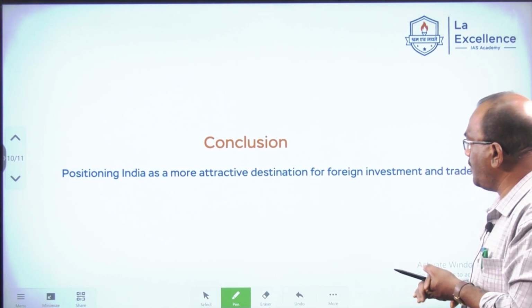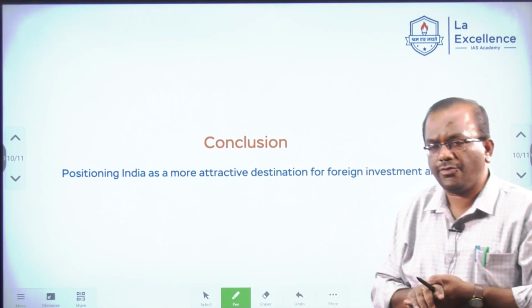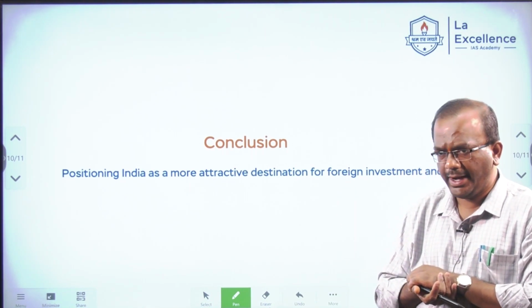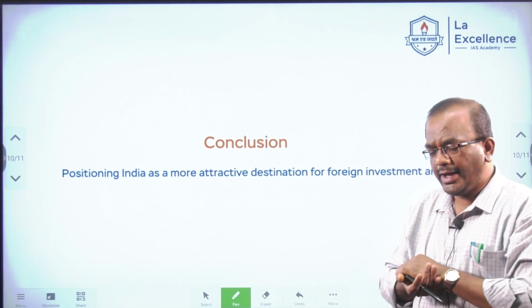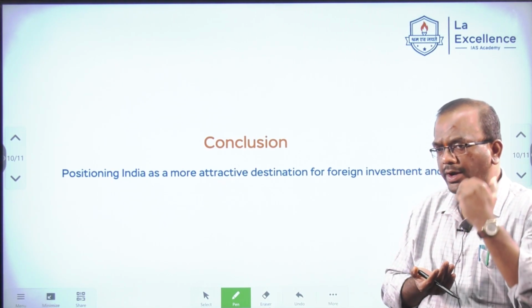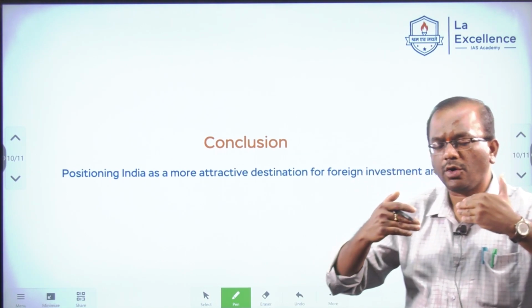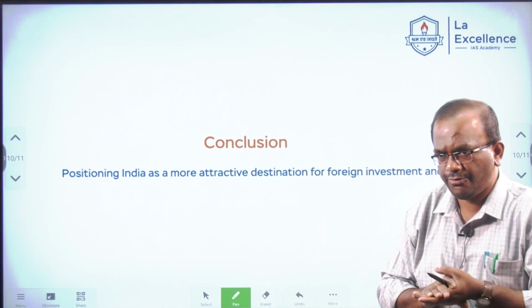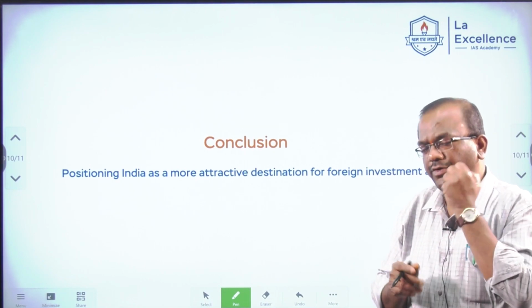So, positioning India as a more attractive destination for foreign investment. Now your rupee is a global currency. Since your rupee has become a global currency or the global reserve currency, naturally you will also become more open as an economy, and you will become stronger as an economy. And once you are a stronger economy and macroeconomically more resilient, you will also be able to attract investments. So at the end of the day, being an investment deficit nation, we need to attract investments.